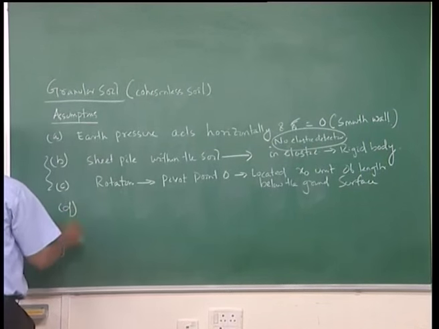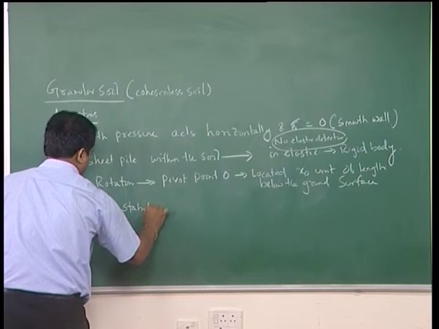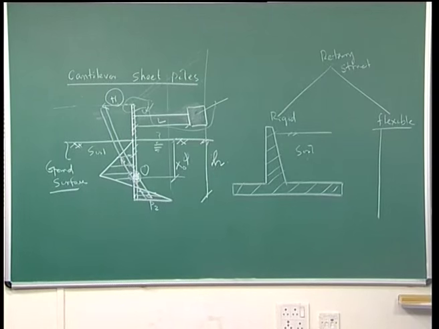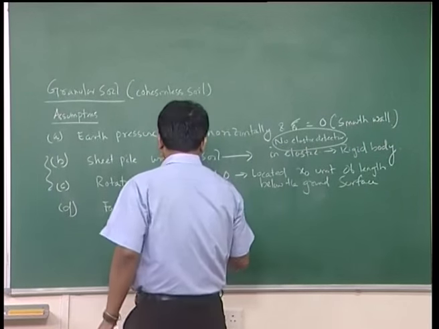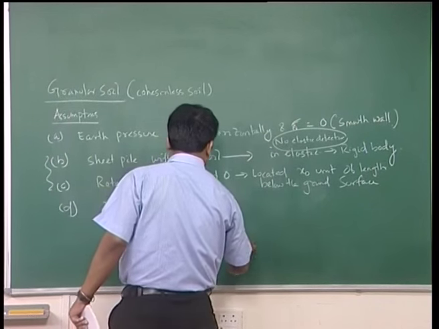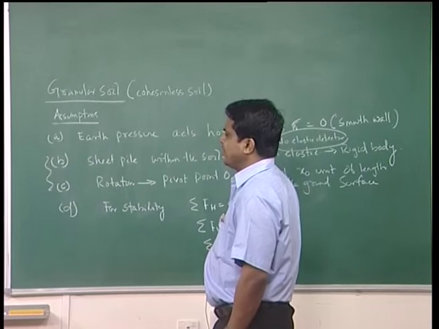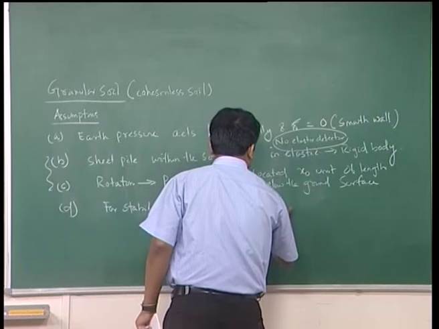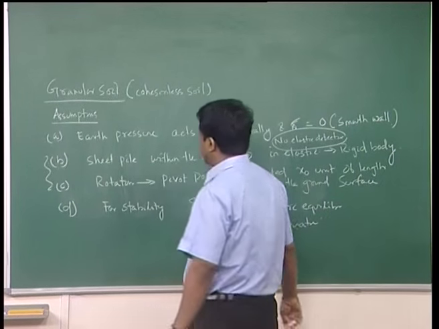Then the fourth one is also important, for stability analysis. For stability, the equations of static equilibrium are to be applied. What does it mean? That means summation of forces in the horizontal direction, summation of forces in the vertical direction, and summation of moments at point O, the pivot point, is equal to 0. For stability, the equations of static equilibrium have to be satisfied.